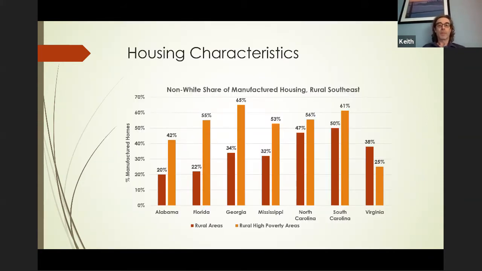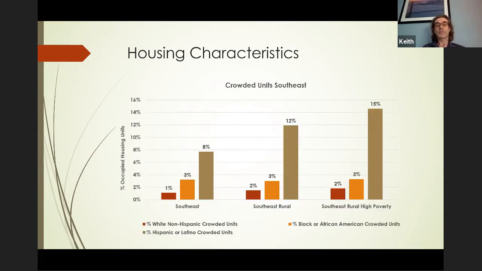And then if we look at this figure, it can be a little confusing, but what it says is that in Florida, 22% of manufactured homes in rural areas are owned by non-white households, but 55% in high poverty areas. In Georgia, 34% of the manufactured housing stock is owned by minorities or non-white households, but 65% in high poverty areas. I like to do this because a lot of times people associate manufactured housing just with Appalachia and areas like that, but it's not. It's an important housing stock in these areas and for these populations.